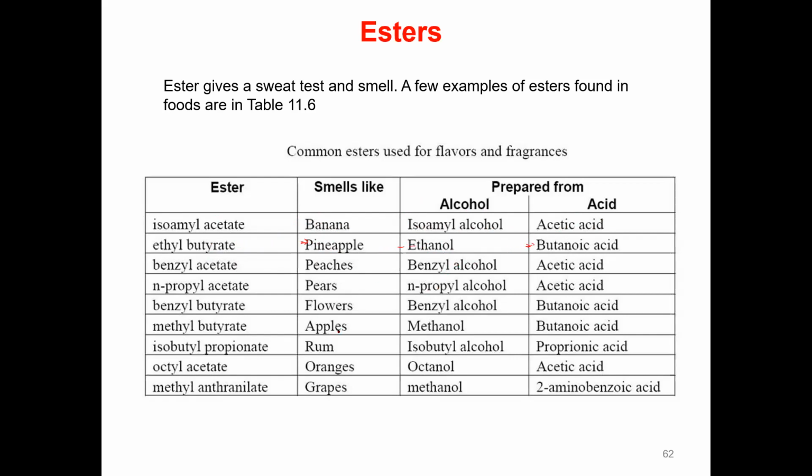So ni lah contoh-contoh lain. Macam orange ada octyl acetate. So from between octanol dan juga acetic acid. So dia ada bau-bau. So kalau you buat reaction between alcohol and acid, so the product mesti ada bau yang macam bau sweet-sweet gitu.